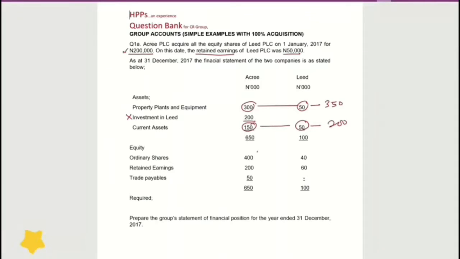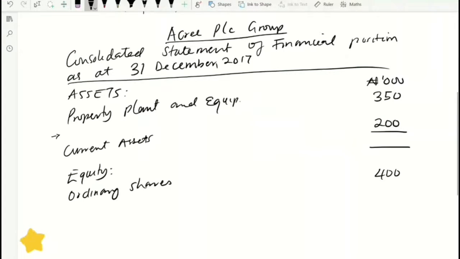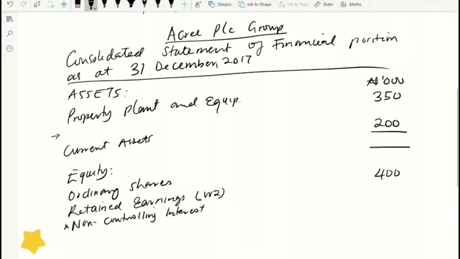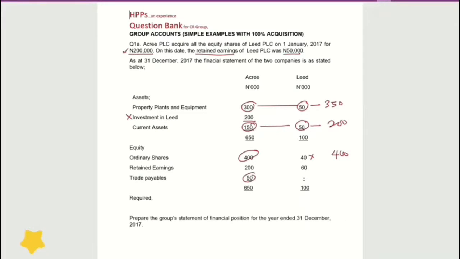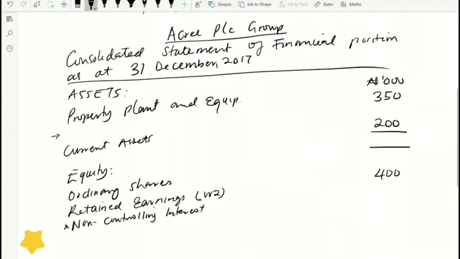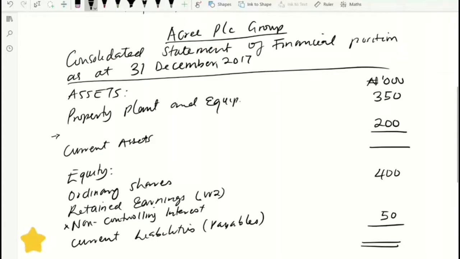Then you go to your equity. You bring in the ordinary shares of parent only, which is 400, and then you bring in retained earning, but retained earning will have to be worked. So you put in your working 2 there, since your working 1 will be your goodwill, and you bring in non-controlling interest. At this point we don't have any, but it's good to place it in there. Then you bring in your liabilities, adding the 2 trade payables, and you have 50.